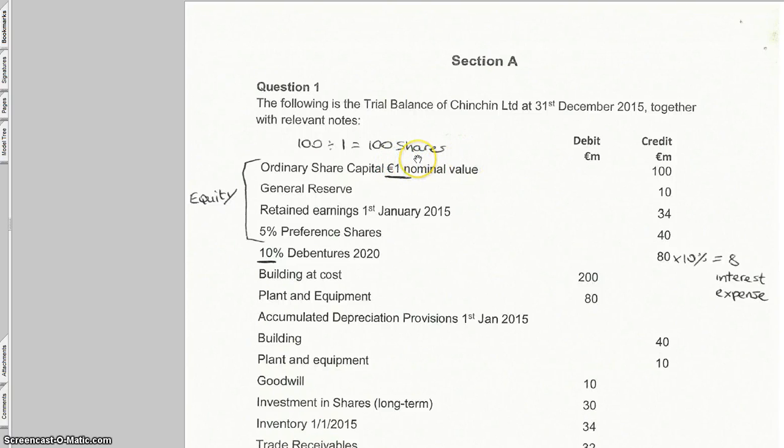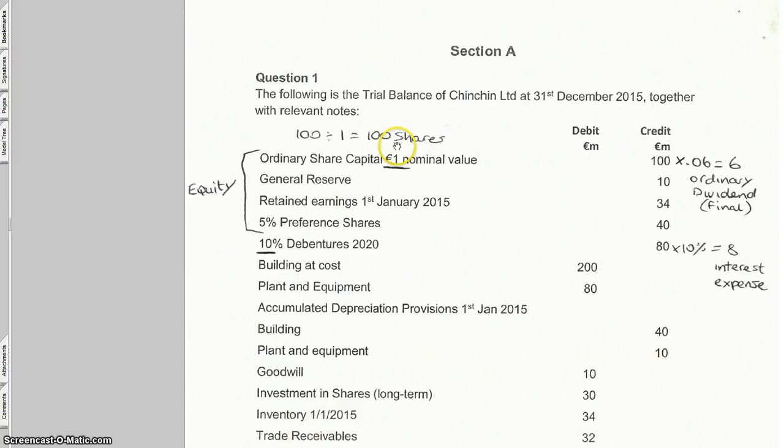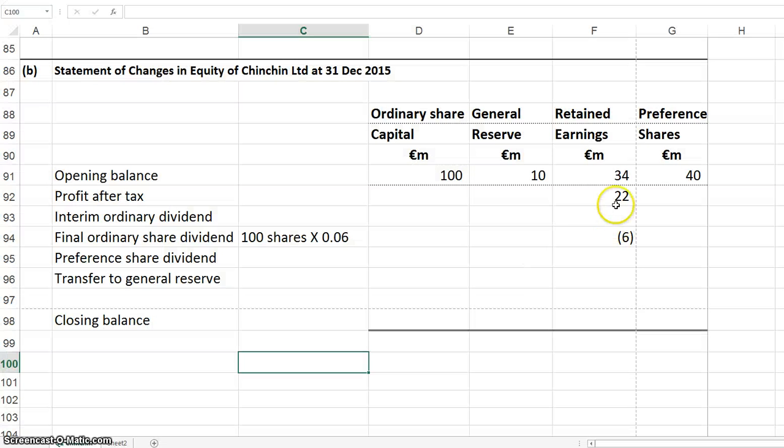But in this instance there's 100 shares. So now we know there's 100 shares. We multiply the number of shares, 100, by 0.06, which was the final ordinary dividend, to give the ordinary dividend a final of €6. And that's what goes in to the worksheet. So that's been put in under retained earnings under 6.